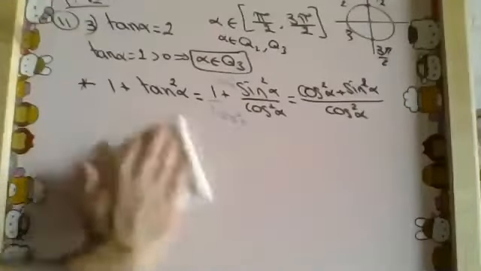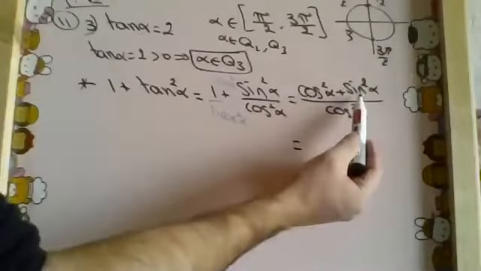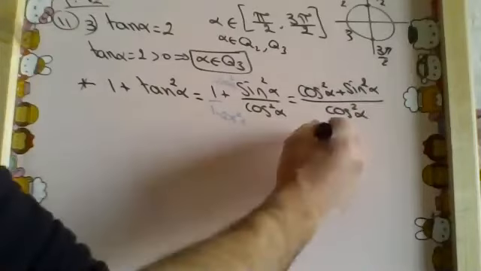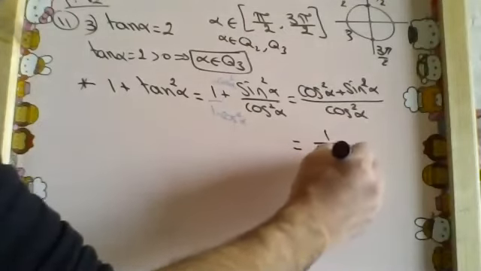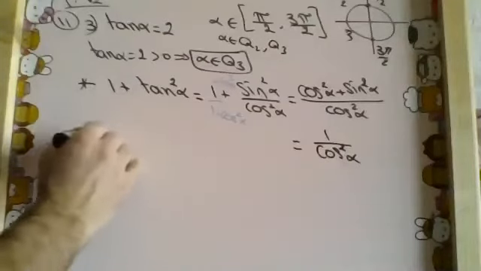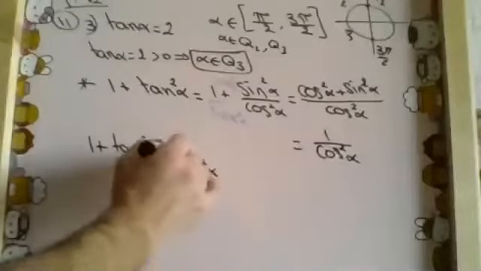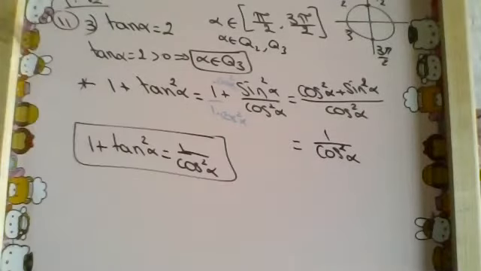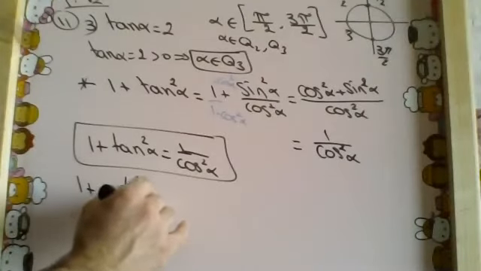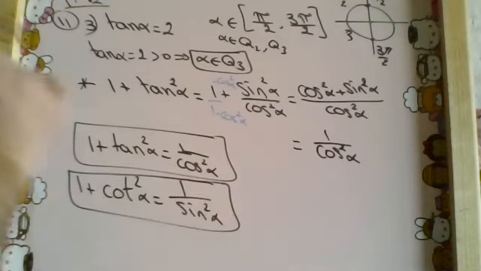Which is equal to cosine squared alpha plus sine squared alpha. What's the answer? 1. So 1 over cosine to the power 2 alpha. This is a rule, memorize it. 1 plus tangent squared alpha is equal to 1 over cosine squared alpha. In the same way, 1 plus cotangent squared alpha is 1 over sine squared alpha. Also, it is a rule.